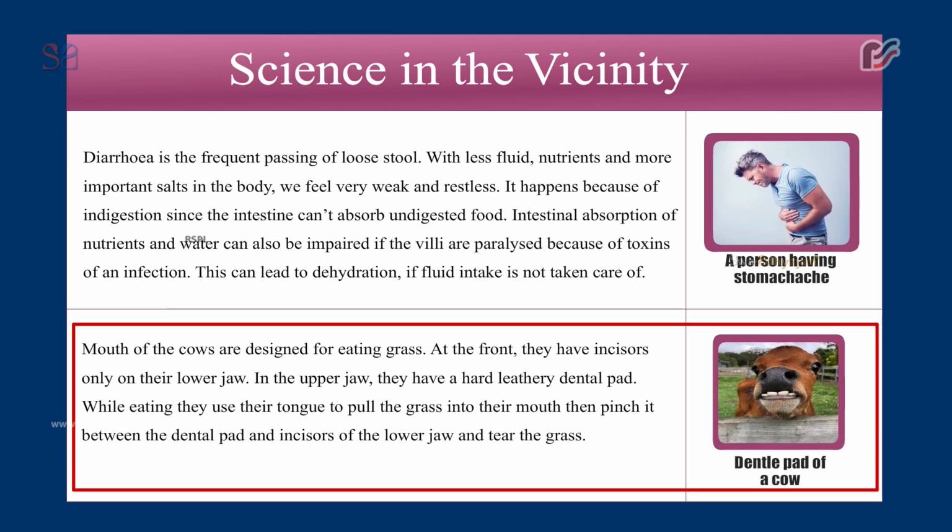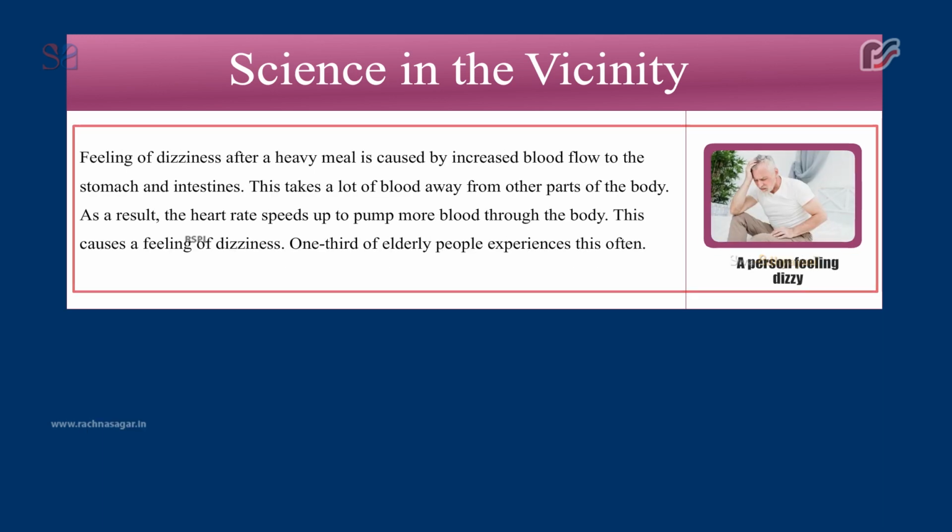The mouths of cows are designed for eating grass. At the front, they have incisors only on the lower jaw. In the upper jaw, they have a hard, leathery dental pad. While eating, they use their tongue to pull the grass into their mouth, then pinch it between the dental pad and incisors of the lower jaw and tear the grass.